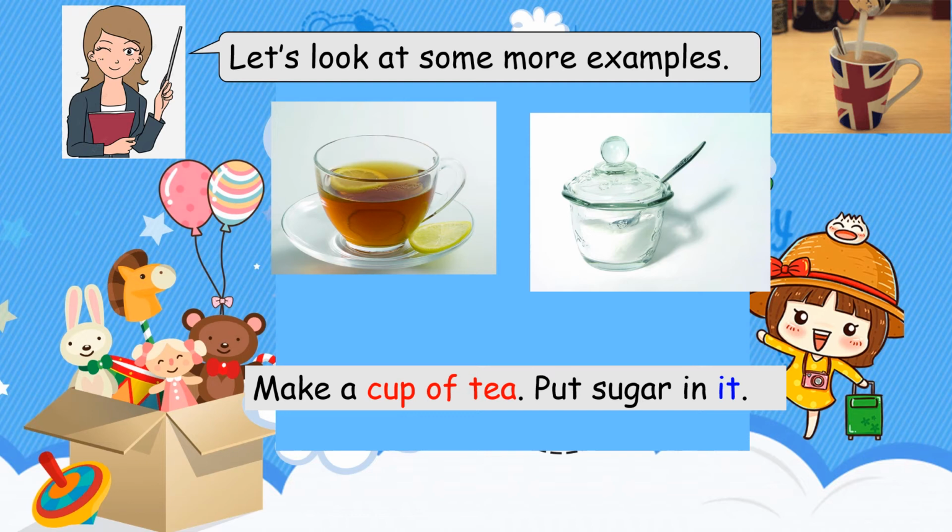Let's look at some more examples. Make a cup of tea. Put sugar in it. The word it here refers to the cup of tea. It means that put sugar in the cup of tea. Instead of repeating the cup of tea, we use it to replace it. Let's read. Make a cup of tea. Put sugar in it.